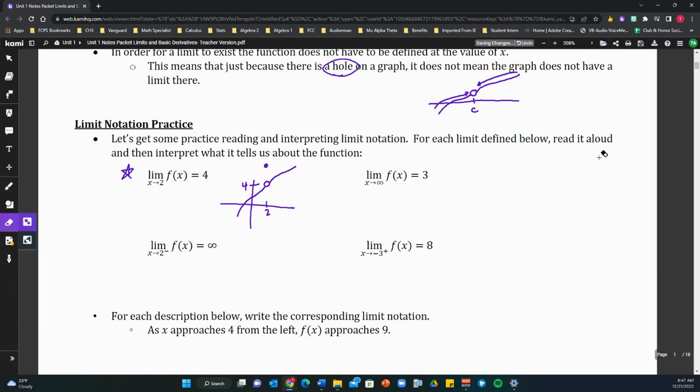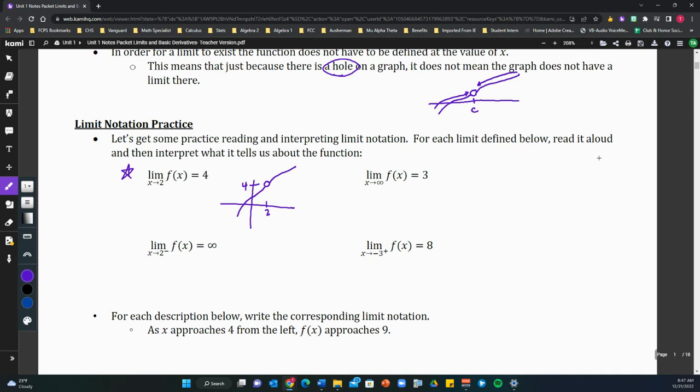So there's all kinds of different possibilities when we talk about what this notation translates into as far as the graph goes. But we know that there's some kind of connected graph at the coordinates (2, 4). It's just we're not sure what it's connected to. Is it connected to a defined point or a hole? To answer that, we would need more information than just this limit notation. All right, the second one.